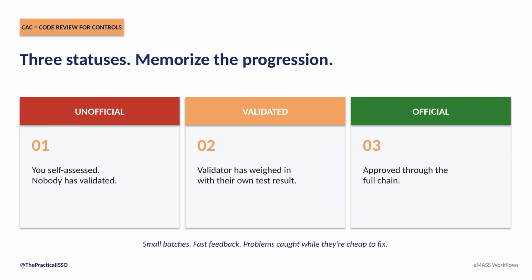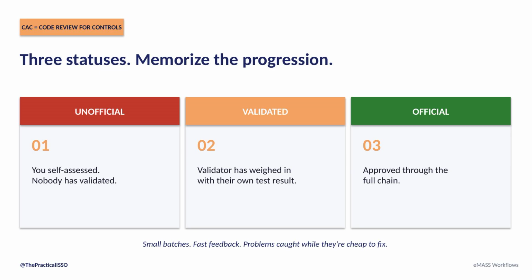The CAC is the validation pipeline for individual controls. You enter self-assessment test results against each assessment procedure. Status, test date, tested by, and results. Then you submit that control for independent review. A validator reviews your results and evidence, and either approves the control or returns it.